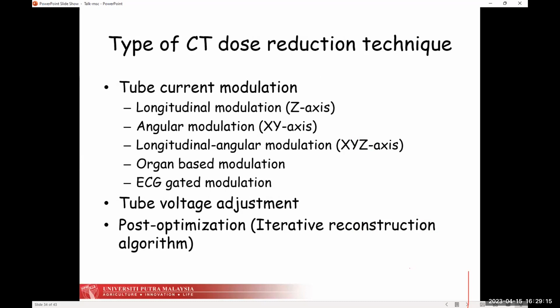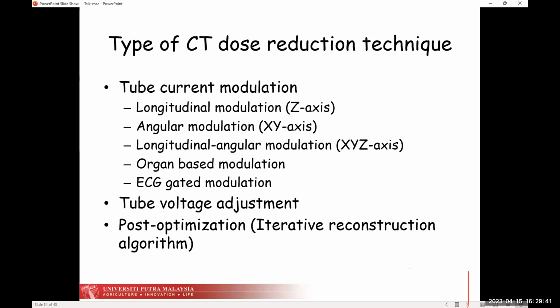So what can I say? We have the tube current modulation, ATCM. We have the longitudinal modulation covering the Z-axis, angular modulation, XY axis, and also the longitudinal angular modulation, which covers the XYZ axis. And also we have the organ-based modulations. All these tube current modulations will reduce CTDIvol significantly.